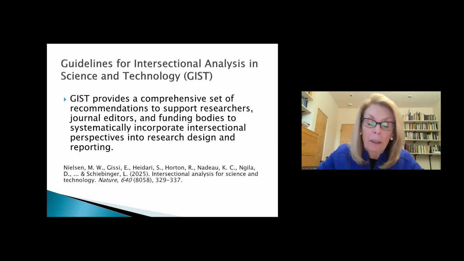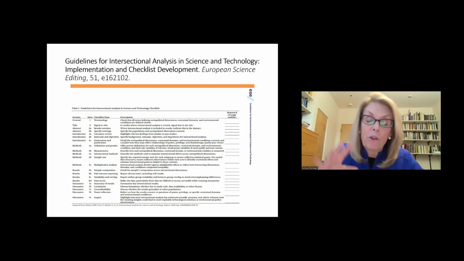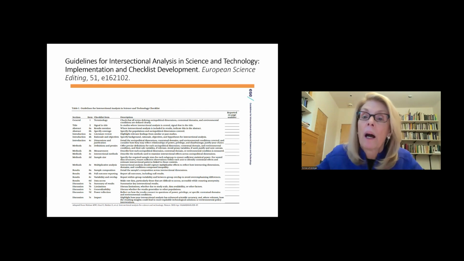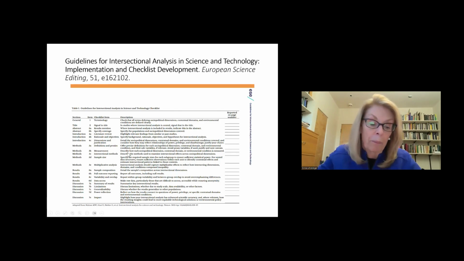So these are the guidelines for journal editors. It's a checklist to check that articles represent the highest level of scholarship. So I'll say more about this. You can also find it from EASE, from the European Association for Science Editors, in this journal.